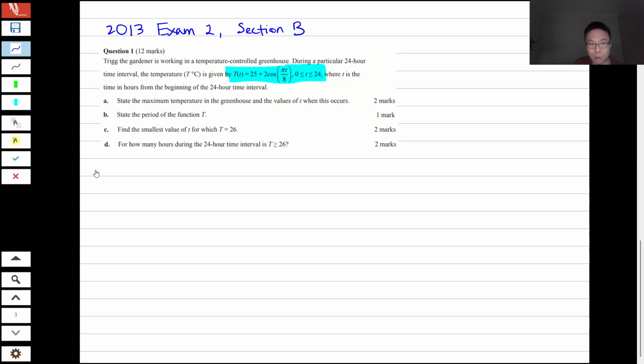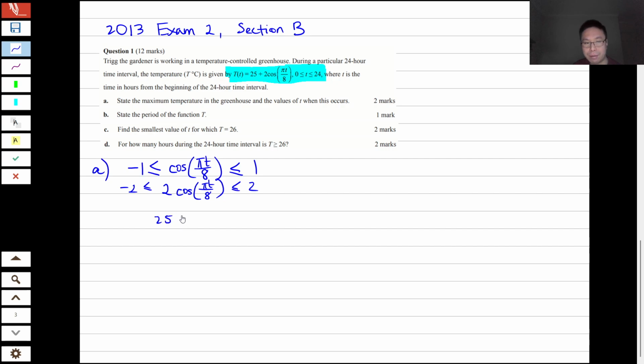So part A asks for the maximum temperature. Now, when you see the word maximum, once you've done some calculus, you'll immediately think, oh, set the derivative to 0 and solve and find that value of t, substitute it back in. But we actually don't need to do that, because here we should remember that cosine is bounded between -1 and 1. So therefore, if I multiply it by 2, it's now bounded between -2 and 2.